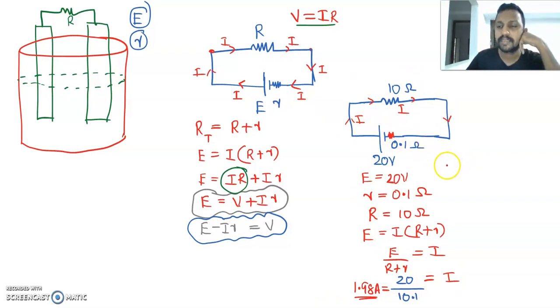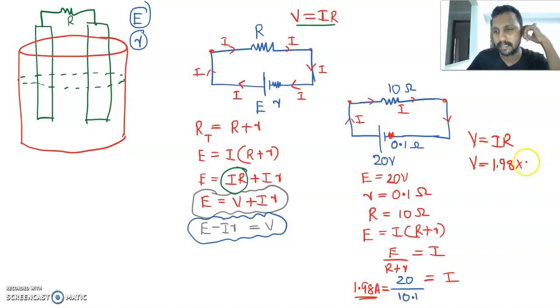Then, if we are asked to find out the potential difference across the 10 ohm resistor, it can be written by V is equal to IR. V is equal to I, that is 1.98, into external resistance, in this case it is 10. Therefore, it will be 19.8 volt. 19.8 volt is the potential difference across the resistor.